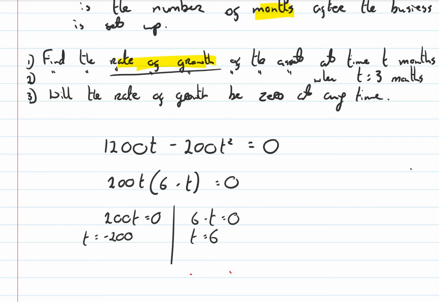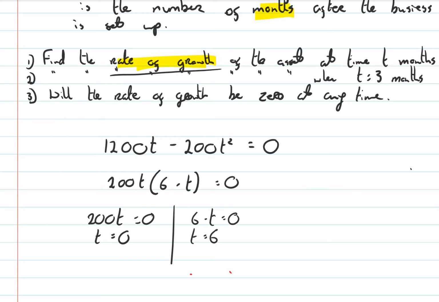Actually, sorry, that's not right. I hope you saw where I went wrong there. 200t equals 0. The 200 is multiplying the t, so I can't just bring the 200 across and make it a minus. I have to divide both sides by 200. So 200t divided by 200 is t, and 0 divided by 200 is 0. Okay, so now it's right.